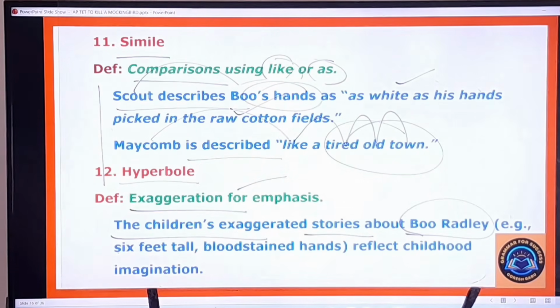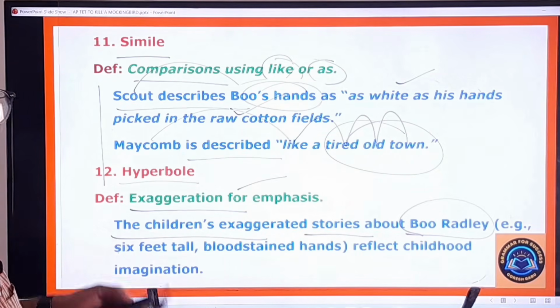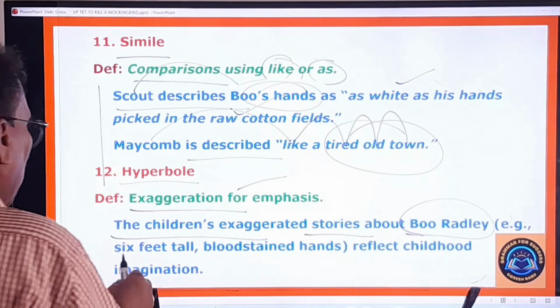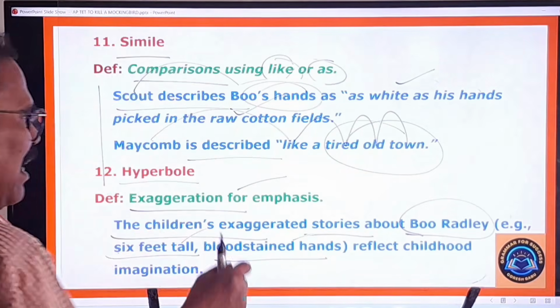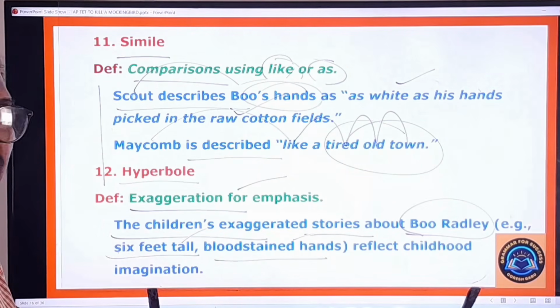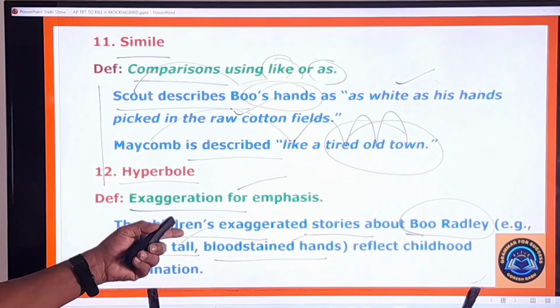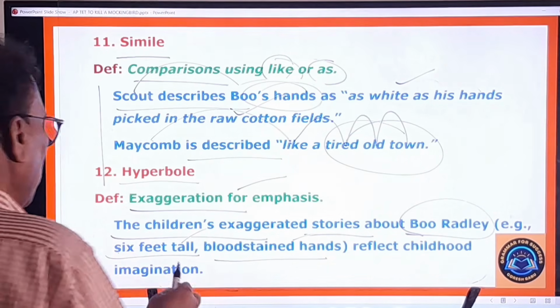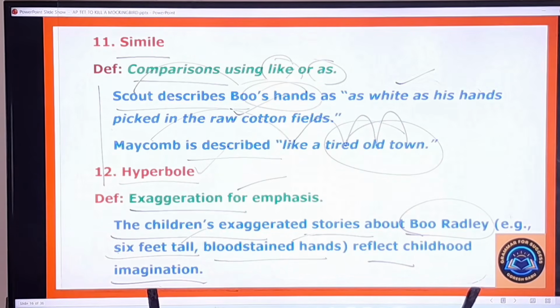So about Boo Radley, they have created their own stories in an exaggerated style and all that. Six feet tall, blood-stained hands. Like that, they created their own stories about Boo Radley, and they are all exaggeration for emphasis. They reflect childhood imagination. Here that is called a hyperbole. You go to other literary devices.